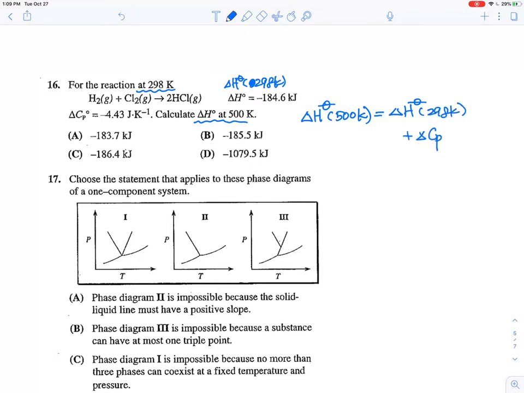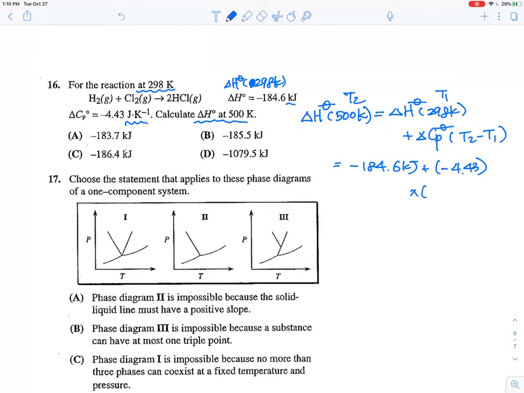delta Cp, and then T2 minus T1, right? Saying that this is a T2 and this is a T1. So what's my value here? Minus 184.6 kilojoule plus minus 4.43 joule. So remember that there are little tiny differences.